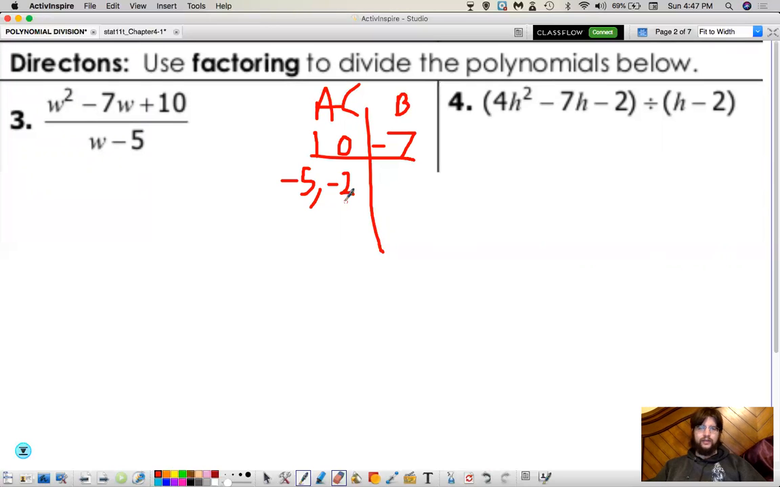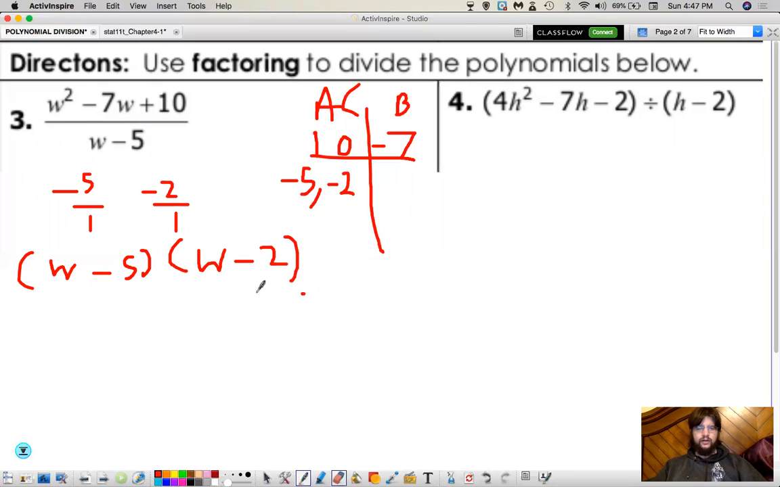So if it does factor and it does cancel, then we'd have to use this thing. So it helps us figure out what our factors here need to be. So negative 5 over 1, negative 2 over 1 doesn't do anything. No simplifying there, so just middle term has a w in it. 1w minus 5, 1w minus 2 over w minus 5.